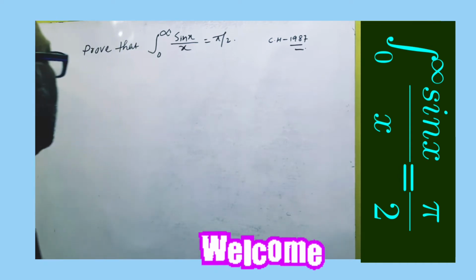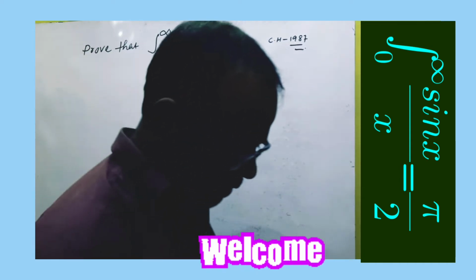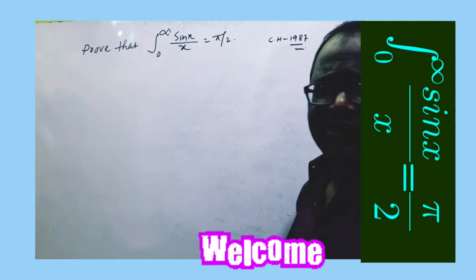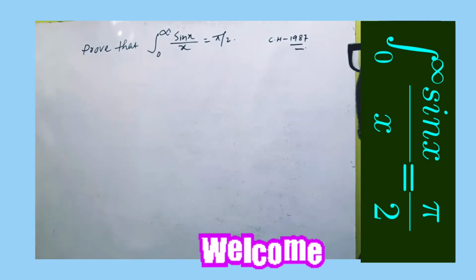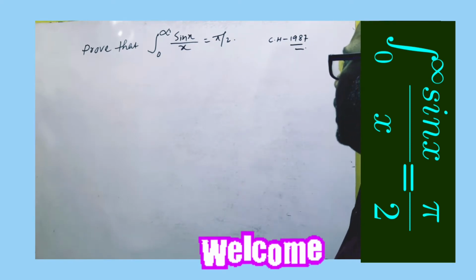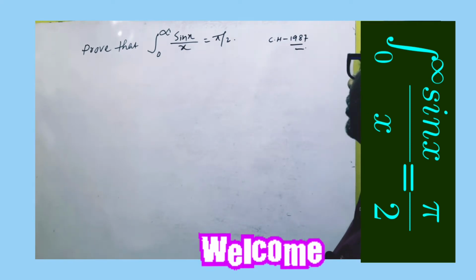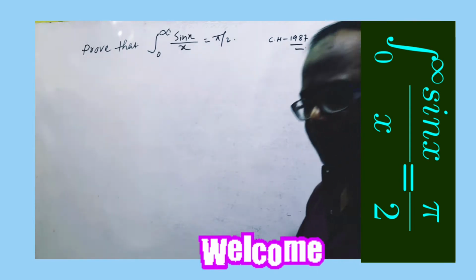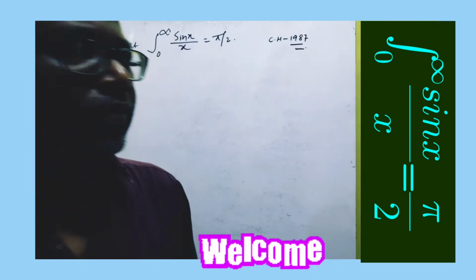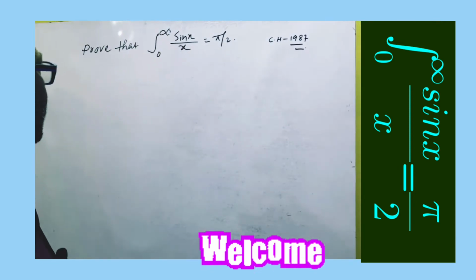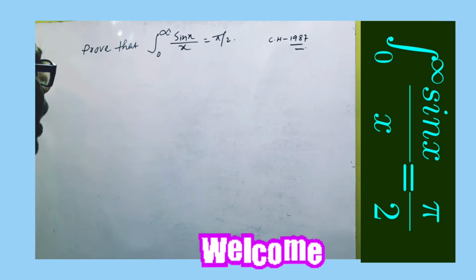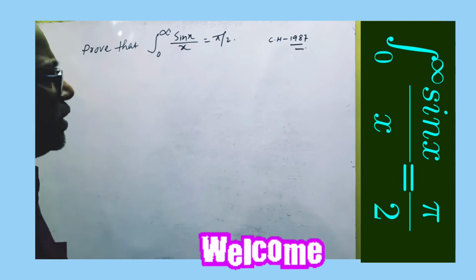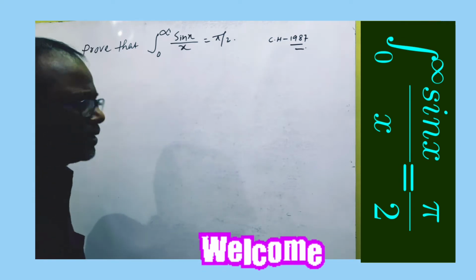See, here is the problem of integration, that is integral from 0 to infinity of sin x by x equal to pi by 2. Okay. This problem was given in the Calcutta University Honors exam, 1987. So the technique I'm using in this solution is to take an integral with an arbitrary constant, and then we apply differentiation, and then we get the answer here.